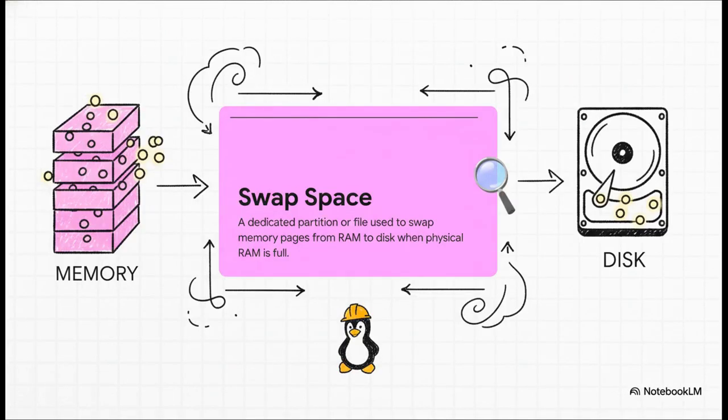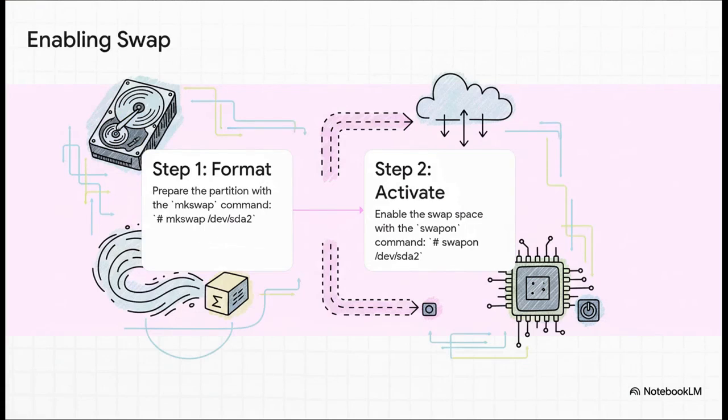All right, next up, swap. The easiest way to think about swap space is as an emergency overflow for your computer's memory. When your physical RAM starts to get full, the operating system can take the least used bits of data from RAM and move them over to the swap partition on your disk. This frees up your fast RAM for the stuff that's actively running.